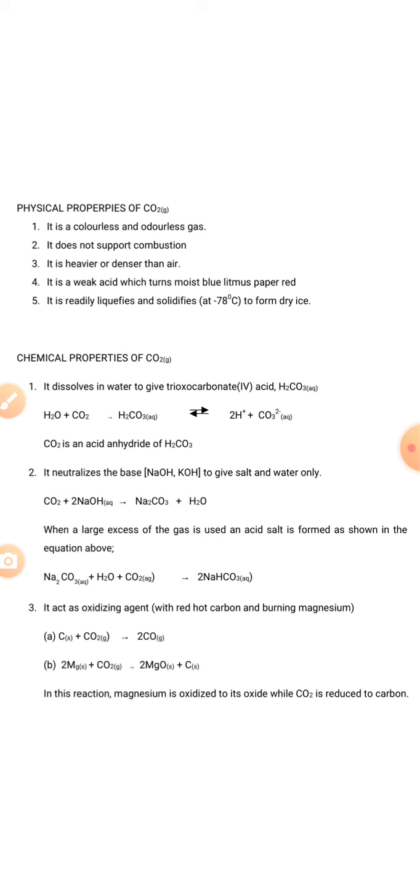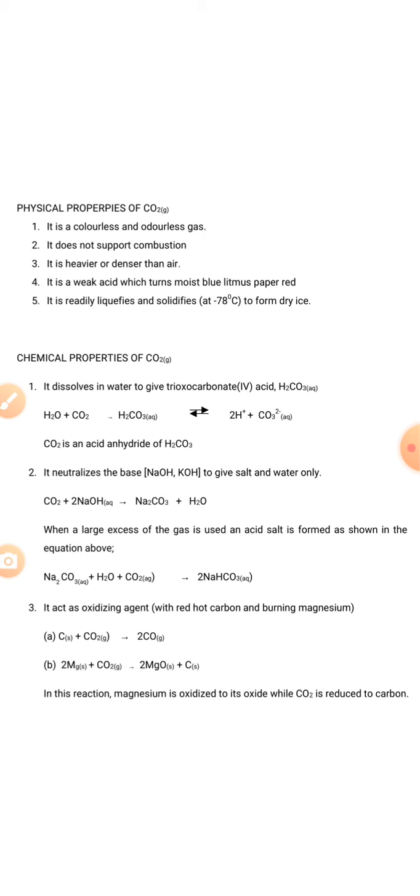Acid will always turn most blue litmus paper red. So when you have a gas that turns blue litmus paper red, you should suspect carbon dioxide. It can be readily liquefied and solidified to form dry ice. So you make dry ice from carbon dioxide.